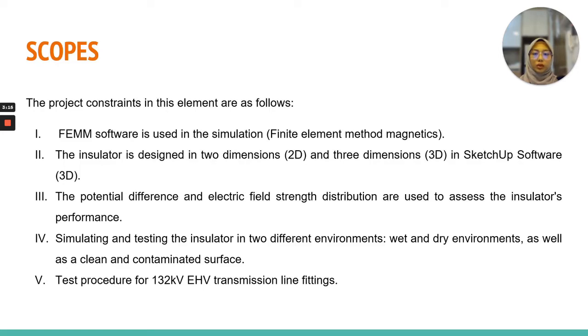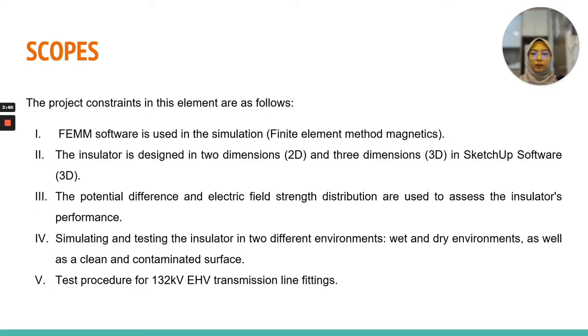Number 3, the potential difference and electric field strength distribution are used to assess the insulator's performance. Number 4, simulating and testing the insulator in 2 different environments, which are a wet and dry environment, as well as a clean and contaminated surface. And number 5, test procedure of 132 kV EHV transmission line fittings.